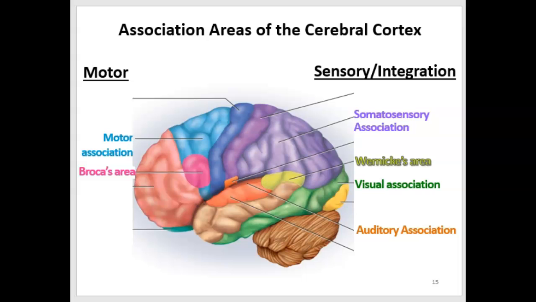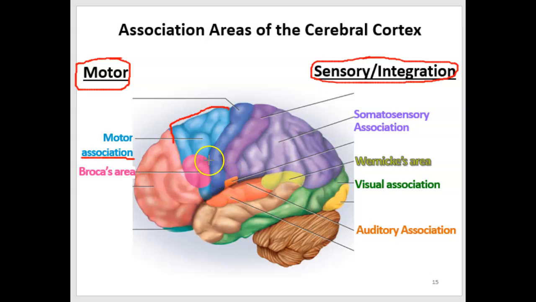Okay, now let's look at association areas. There are both motor association areas and sensory association areas, and the same thing holds true: we'll see motor anterior and sensory posterior. There are 6 different association areas that you should be aware of, what they do and where their location is. The first is the motor association area. This is where movements are planned, and it's located in the frontal lobe, anterior to the precentral gyrus.